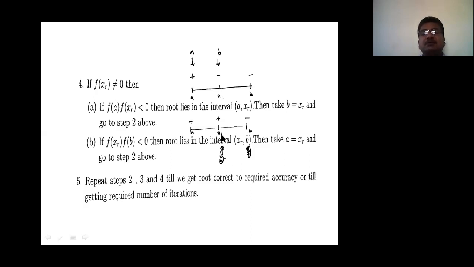So we get x2. After the second iteration, we get x2, which is the second approximation. Repeat this procedure for r = 3, r = 4, r = 5, that is, find x3, x4, x5, and so on. And stop when you get the desired accuracy.